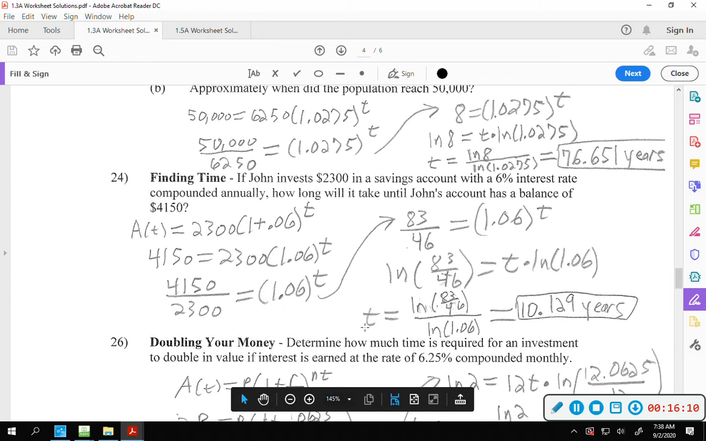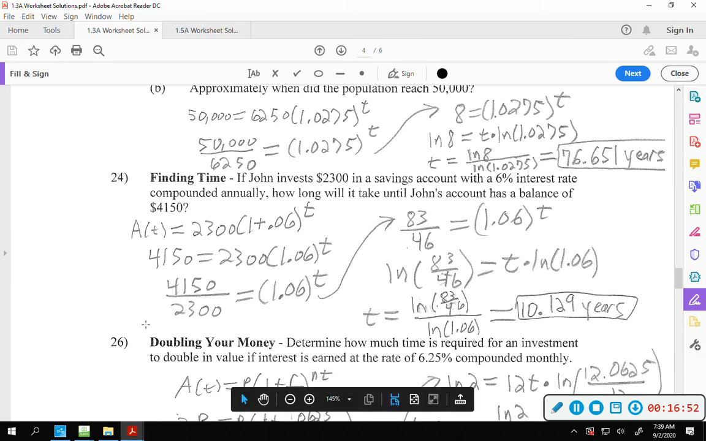Here's one that's more financial for people who see themselves perhaps in more of a financial career. If John invests $2,300 in a savings account with a 6% interest rate compounded annually, this makes life a lot easier when it's compounded annually. How long will it take until the account has a balance of $4,150? So here it is. Remember the rate is 0.06, so it's 1 plus 0.06 because it's increasing. We're not losing money. It's not depreciating like a car. There's the initial amount. And I want to know, when is it going to go from $2,300 up to $4,150?